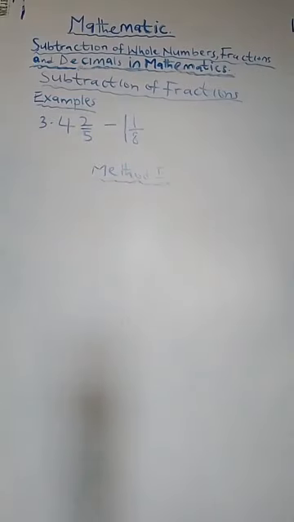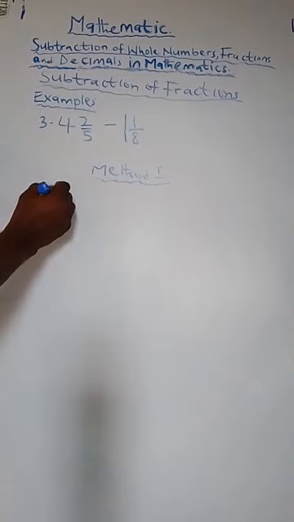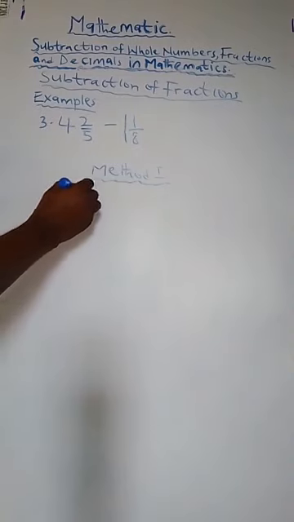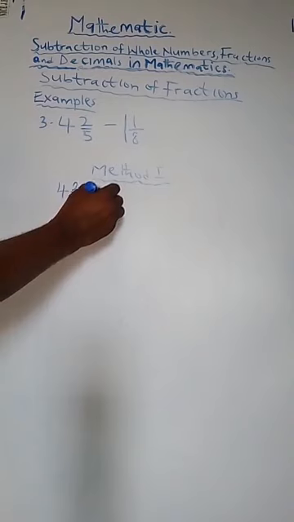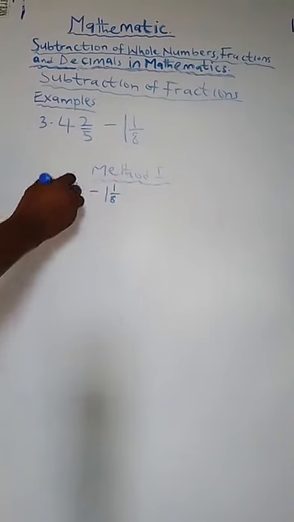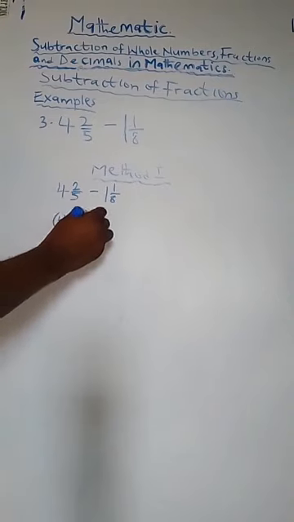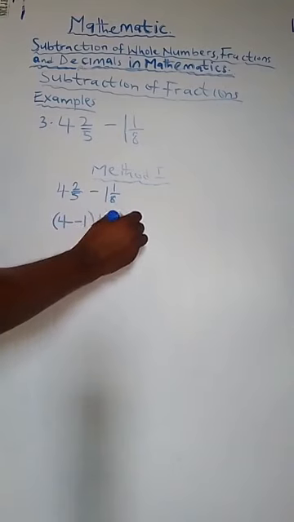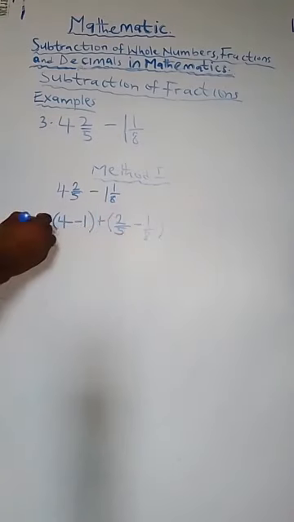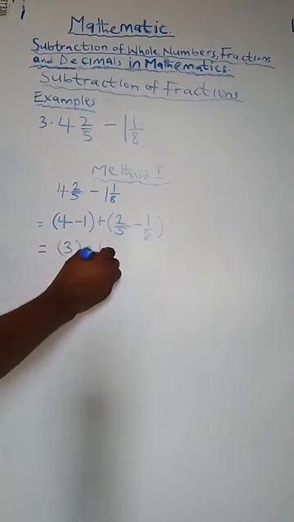Under method 1, what we'll do is that we first of all subtract the whole numbers before we finally subtract the fractions. Now, 4 whole number 2/5 minus 1 whole number 1/8. So, let's put all the whole numbers together. 4 minus 1 plus 2/5 minus 1/8. So, 4 minus 1 is 3. Let's solve the fraction as usual.